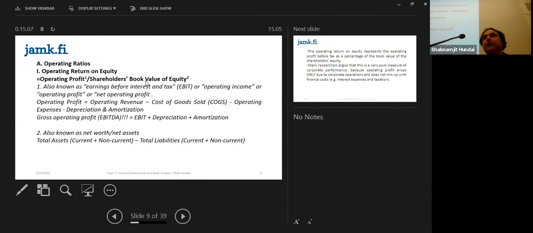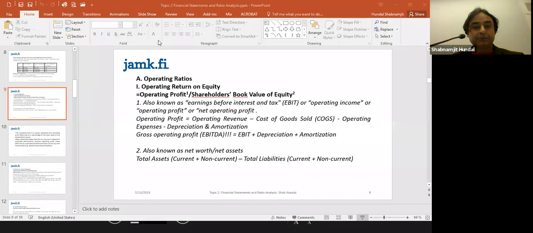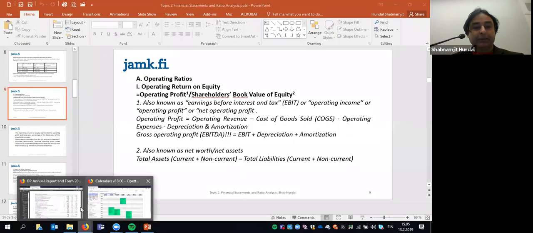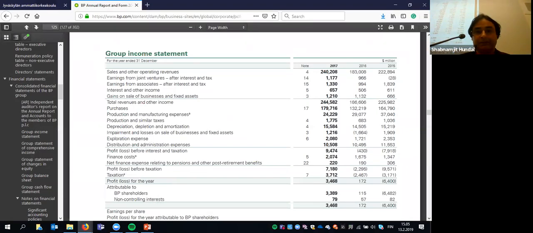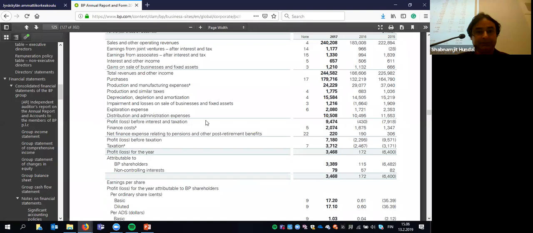And where does this information come from? The first information comes from the income statement. Look, profit before interest and taxation.